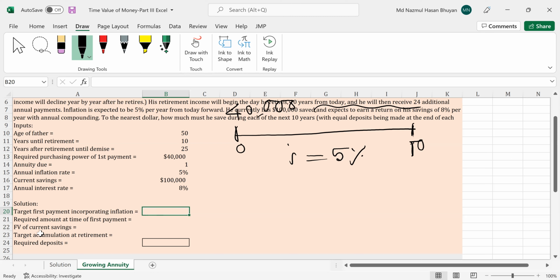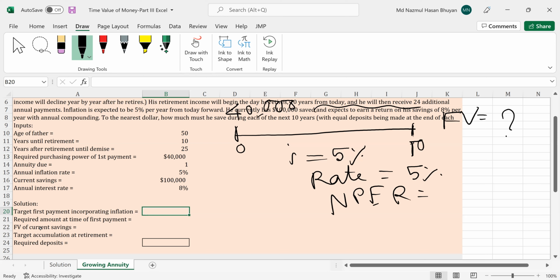All right. So here our question is, what is the future value? Now, here our rate is how much? Our rate is 5%. NPER is how much? Our NPER is 10. And then our present value is how much? Our present value is $40,000. And what is our question here? What is the future value?